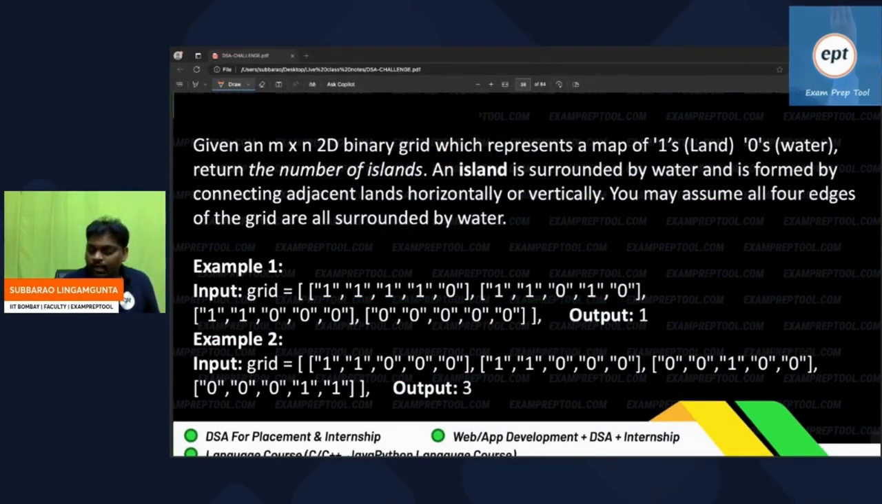Number of islands. What is the island definition? I also explained: an island is surrounded by water and is formed by connecting adjacent lands horizontally or vertically. You may assume all four edges of the grid are surrounded by water. What is the meaning of land here? What is the meaning of water here? Remember, in a matrix, 1 means land, 0 means water.